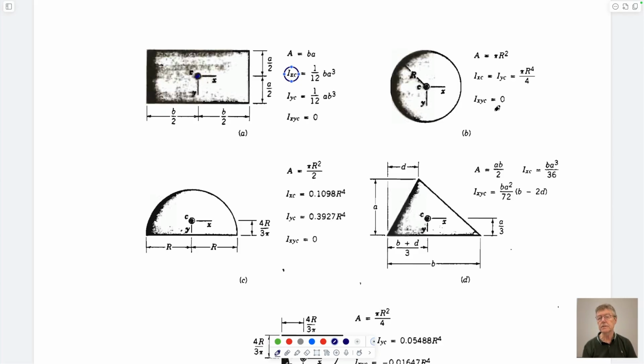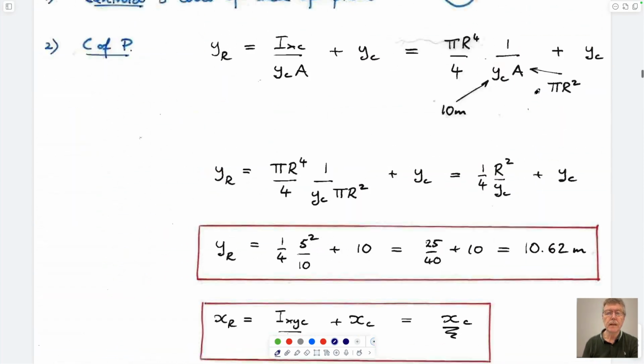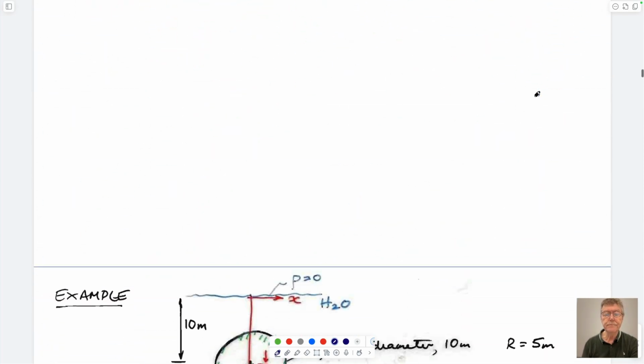And we have it for different shapes. For the centroid of a circle, if I cut this in a circle, it would be in the middle, of course. And the second moment of area is pi r to the 4 over 4, standard result. And I mention that because we will use this right now in a second. Okay? Everyone good? So here's an example.